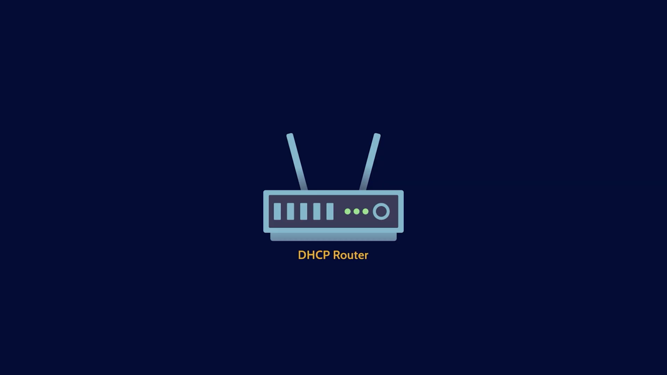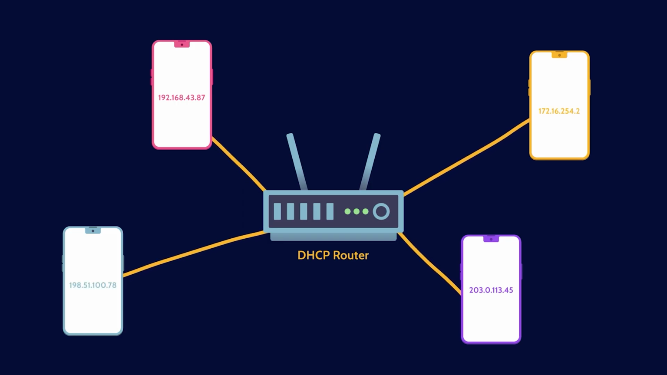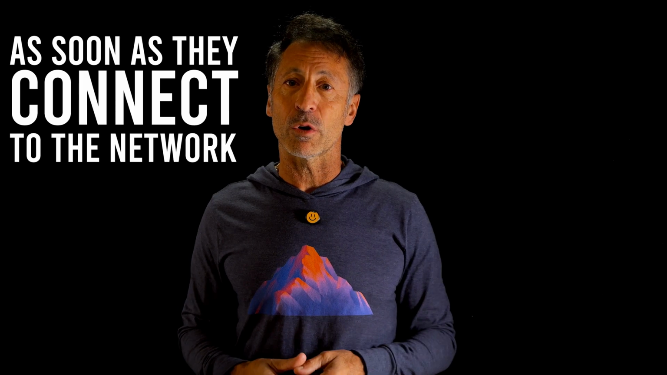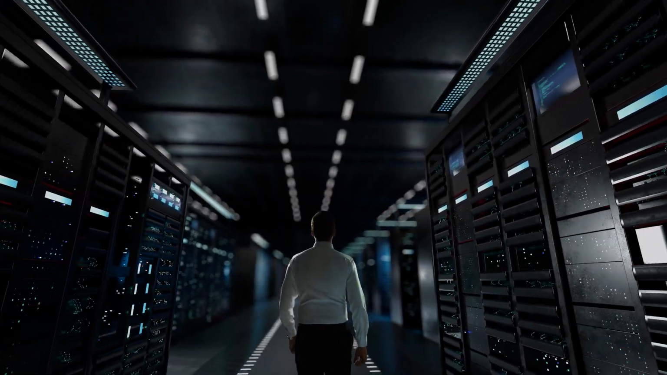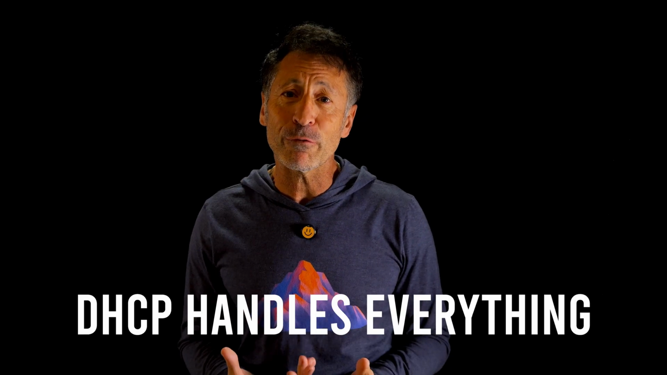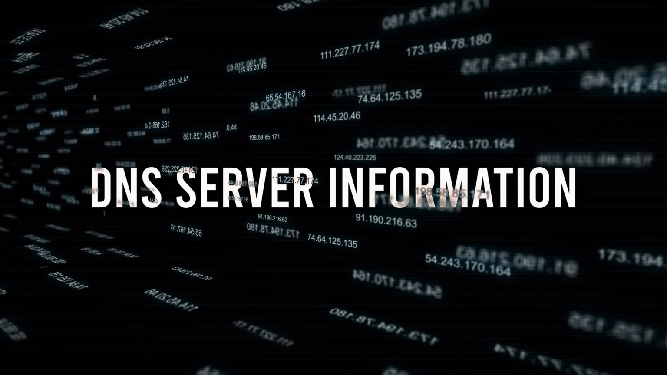Enter DHCP, the knight in shining armor for network administrators everywhere. DHCP automates the process of assigning IP addresses to devices as soon as they connect to the network, sparing us all from the drudgery of manual configuration. It's fast, reliable, and scales effortlessly whether you're managing a small home network or an enterprise-level system with hundreds and hundreds of devices. DHCP handles everything, from IP addresses to subnet masks, default gateways, and DNS server information. All this without breaking a sweat or causing an IP traffic jam. But how does it actually work?